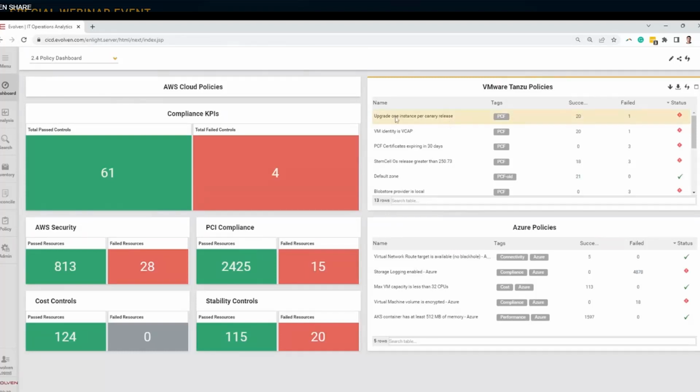We want to ensure that we upgrade only one instance per canary release. So if we are actually executing canary type of releases in our platform, VMware Tanzu specifically can control how release is executed. And we look for various applications, and we see that 20 of these applications are matching this criteria, and one has failed. So let's see why it failed.